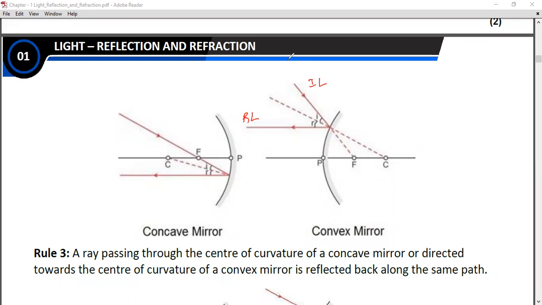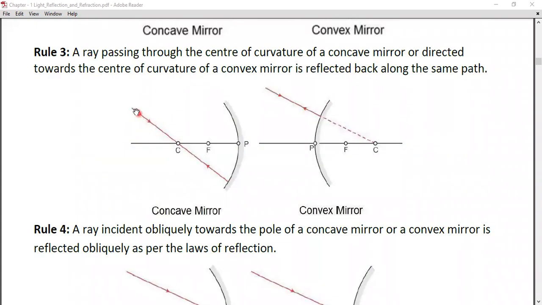Now, if you draw the imaginary normal, then all the time imaginary normal at any point on the mirror, it meets at center of curvature. Now, relative to this imaginary normal, if you take I as angle of incidence, R as angle of reflection, so here also the law of reflection I is equal to R must be satisfied, whether it is convex mirror or concave mirror, doesn't matter. Okay, guys. Next, go for rule 3.